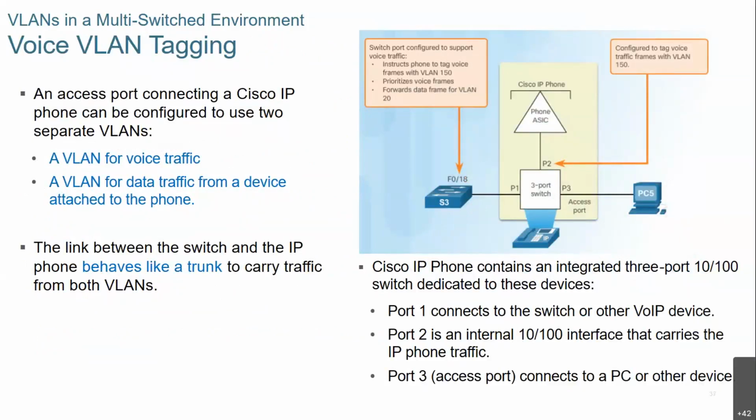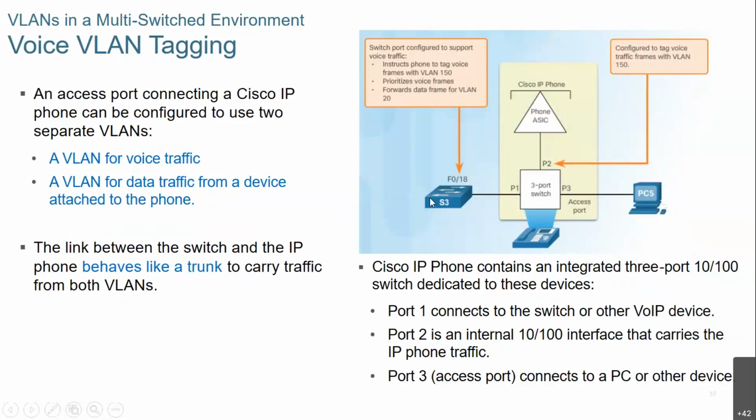So remember just now that I said within the voice IP phone, there is its own switching thing. The link between the switch and the IP phone here behaves like a trunk to carry traffic, both the data traffic and also the voice traffic, to the different VLANs over here. So it has 3 ports within the Cisco IP phone.